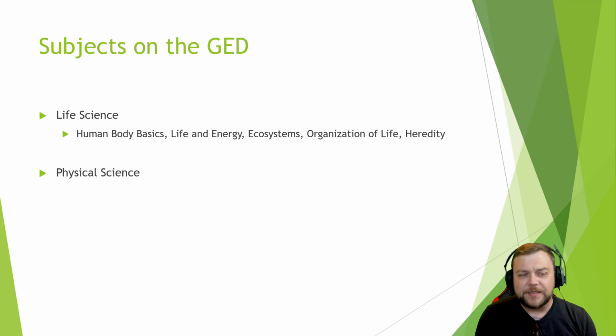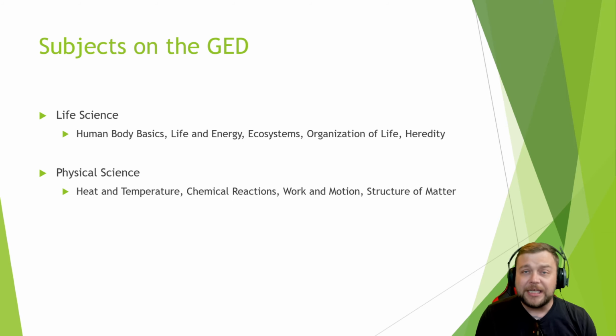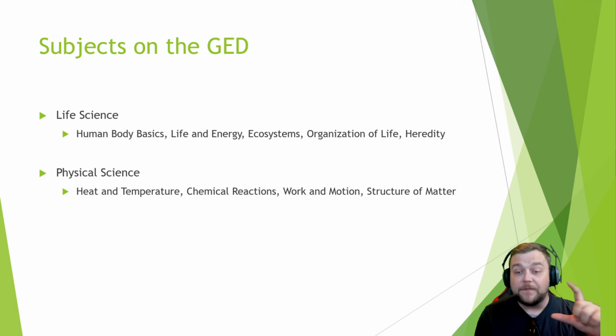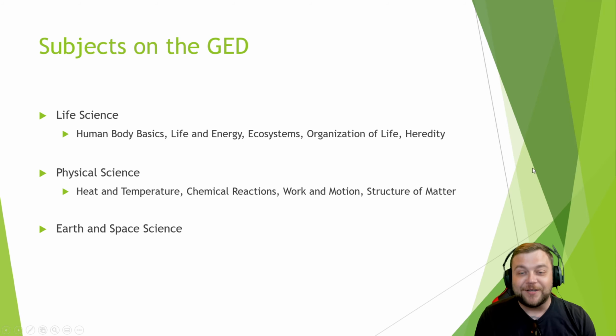The physical science section of the GED, well, that's heat, temperature, chemical reactions, like we were just talking about, work and motion, structure of matter. So that's where you want to have some understanding of the atomic type of diagram, right? You want to be able to identify what a proton, neutron, and an electron is. And I'm sure eventually I'll do a video for all of those as well.